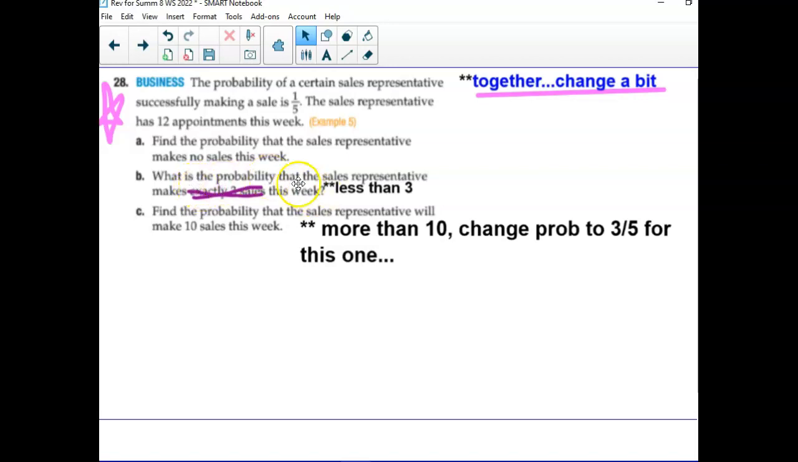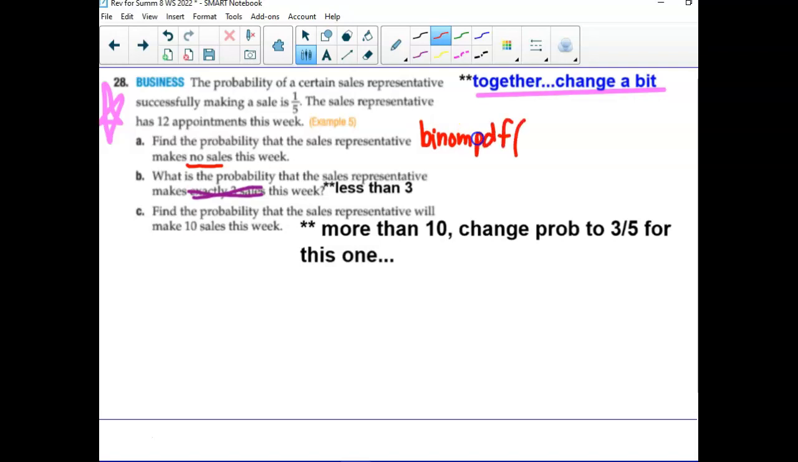Okay, I think we have time to do A real quick. It says the probability of a certain sales rep successfully making a call is 1/5. They have 12 appointments this week. What is the probability that the sales rep makes no sales? So this would be binom PDF, out of 12 calls with a probability of 1/5, what is the chance that they make 0 sales?